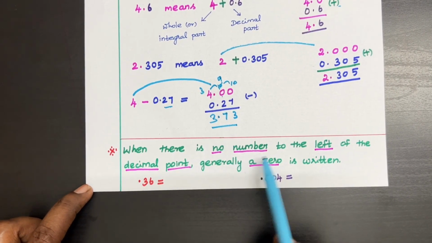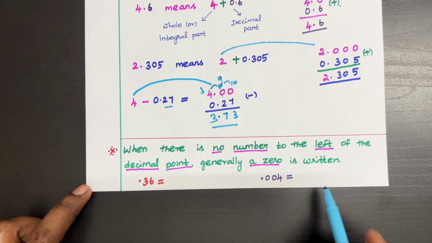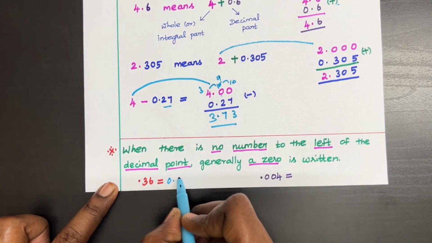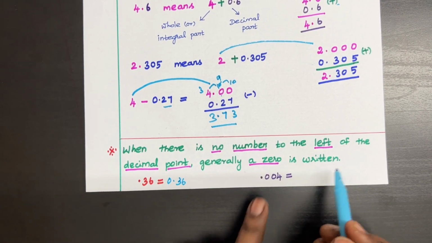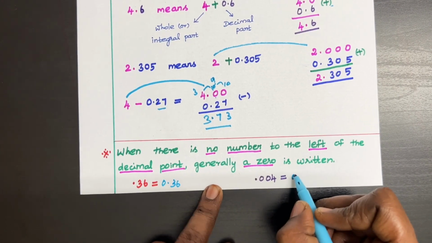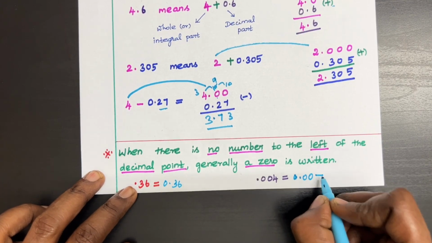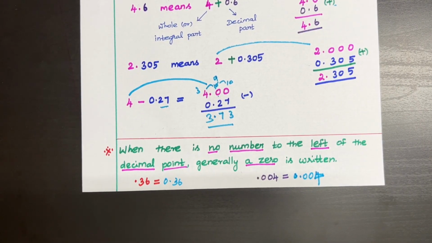When there is no number to the left of the decimal point, generally a 0 is written. See, .36 can be written as 0.36. Similarly, .004 can be written as 0.004. So it can be written like that.